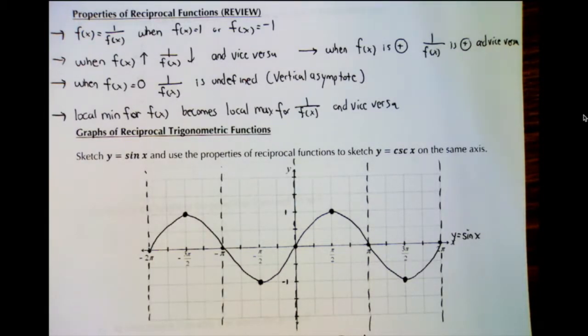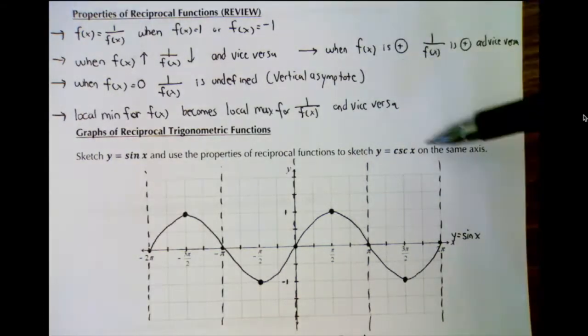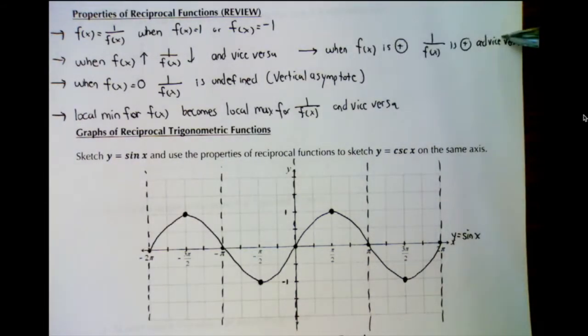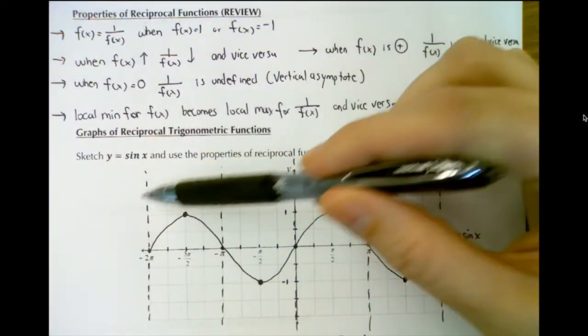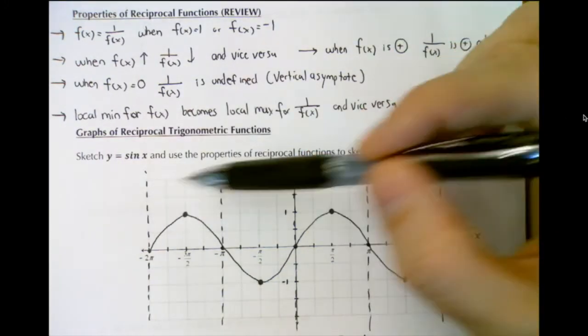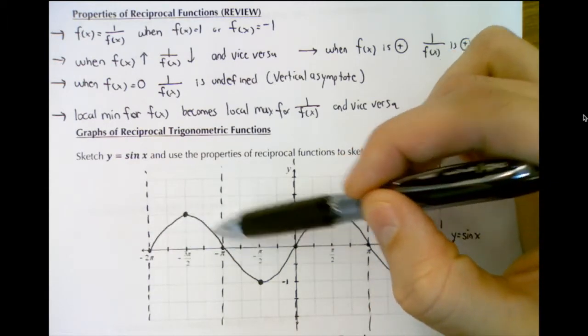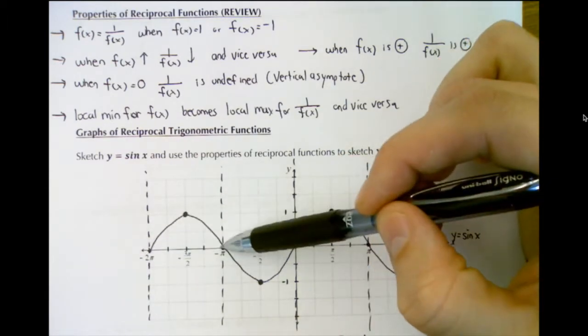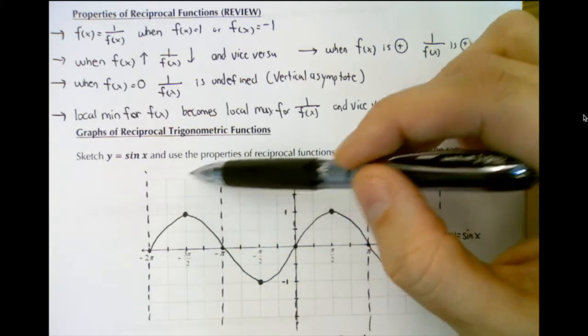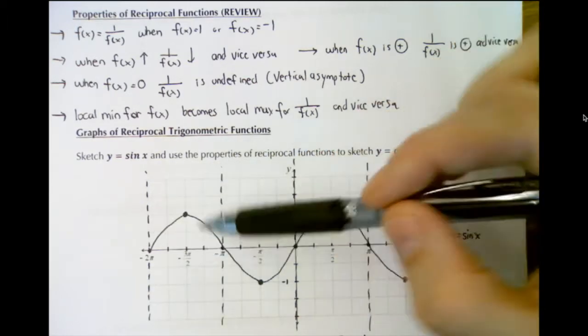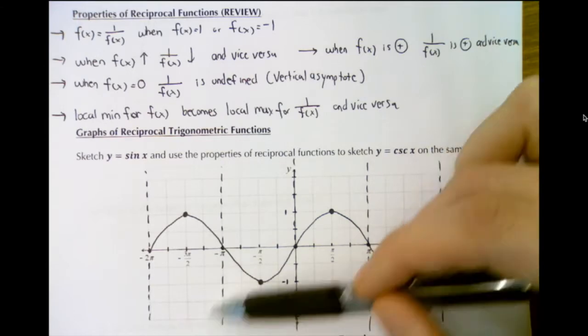So let's move to the positive-negative property. When the original function is positive, the reciprocal will be positive. So that means between these two asymptotes, the original function is positive everywhere that it's not 0. So that means our reciprocal is also going to be in this section of the graph only. It's not going to go down here.